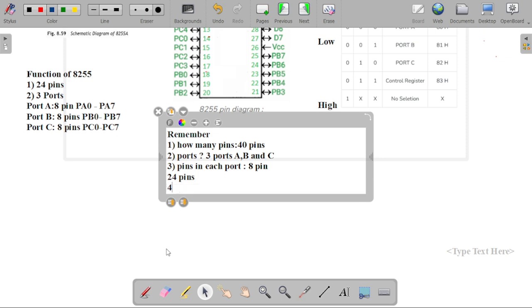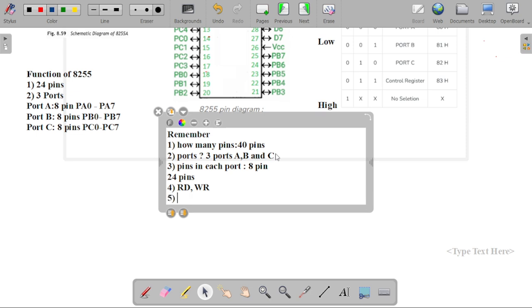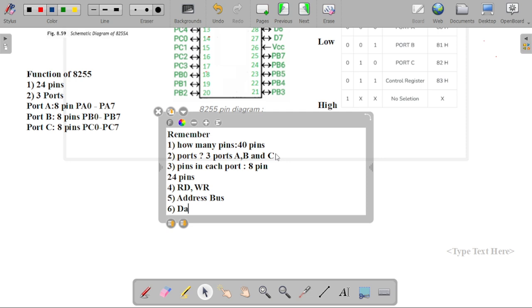Now the second part is, we have drawn our port A, B and C. Now we will move to the read and write signal. Each and every IC has the read and write signal. Then each and every microprocessor has the address bus and data bus. In case of the 8255 architecture, it consists of 2 pins in the address bus, that is A0 and A1. In case of the data bus, we have an 8-bit data bus, that is D0 to D7.